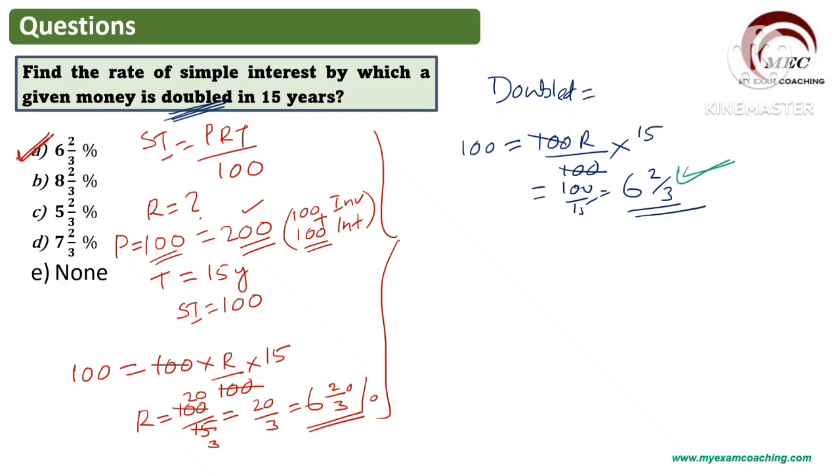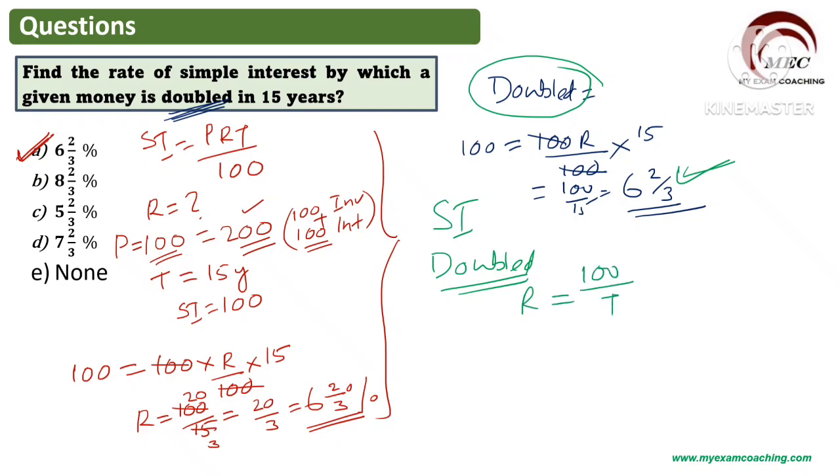So doubled means, when simple interest, understand this question very clearly, we have simple interest here and the money is doubled. When the money is doubled, you can mark directly that rate of interest will be equal to 100 by time. Rate of interest will be equal to 100 by time. I hope it is clear to you. So let us go to the next question. Mark all this important formula.